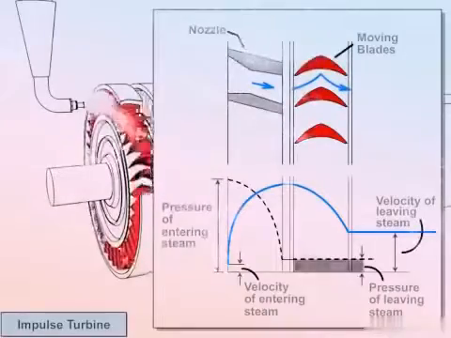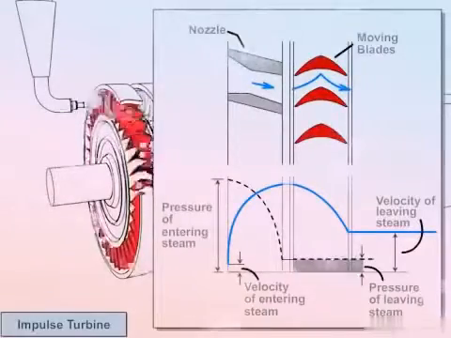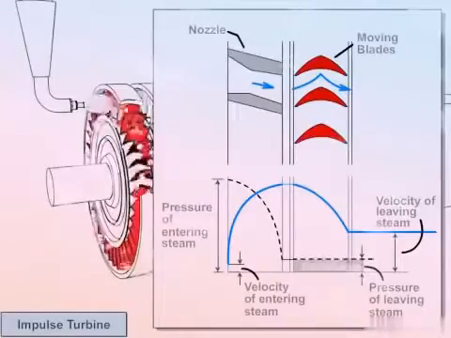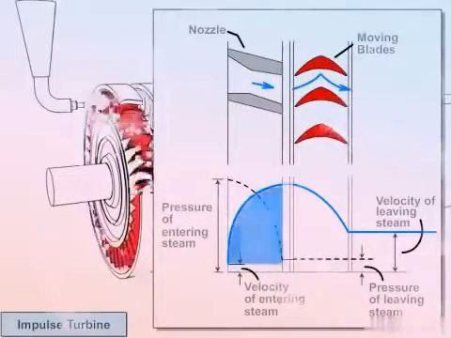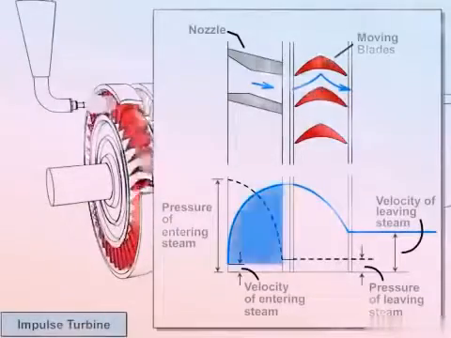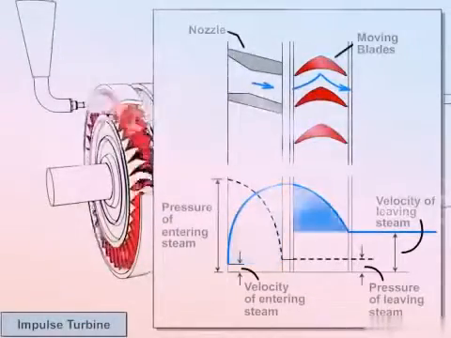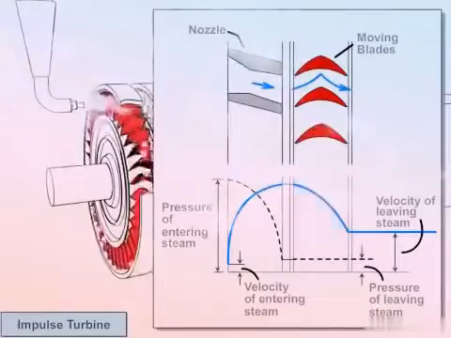In this turbine, steam pressure remains constant while flowing through the moving blades. The velocity of the steam is very high while flowing through the nozzle, and it decreases while flowing through the moving blades.